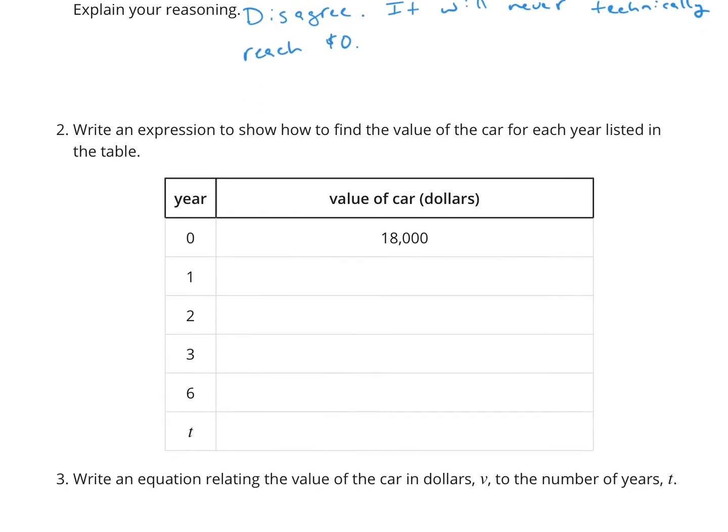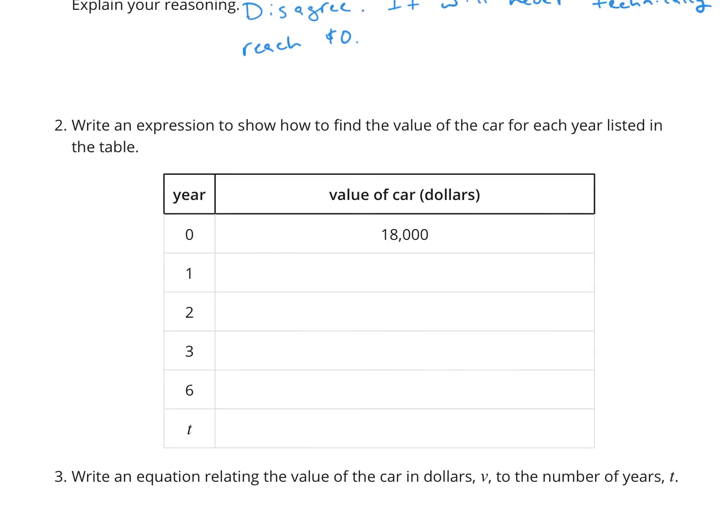Let's look at question 2. So it says, write an expression to show how to find the value of a car for each year listed in the table. So when they purchase the car, that's going to be year 0, and that's $18,000. For after 1 year, if it loses 1/3, that means it's going to be worth 2/3. So we're going to be doing 18,000 times 2/3. After the second year, you take the previous year, which would be 18,000 times 2/3, and then we're going to multiply by another 2/3.